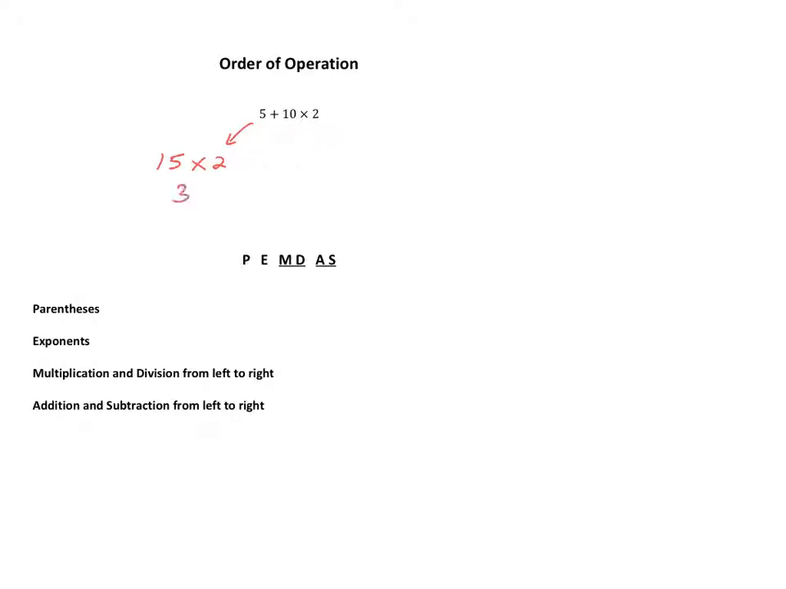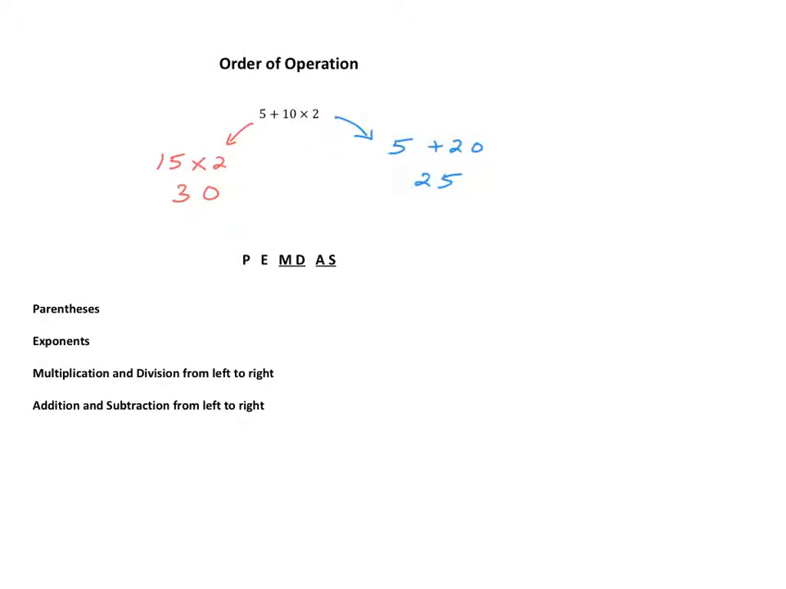After that, you would get 30. But then someone else could say, well, maybe I'm going to multiply first, so you get 5 plus 20, and then you add them together to get 25. And this is a problem. We can't have one expression where you end up at two different answers.